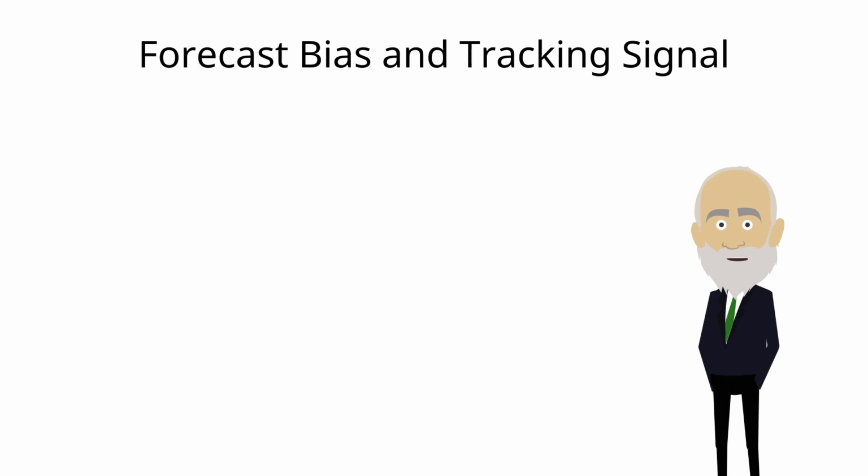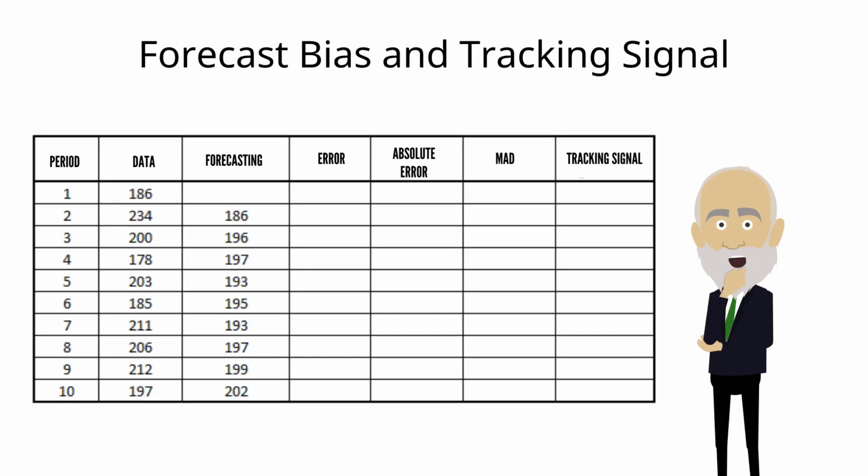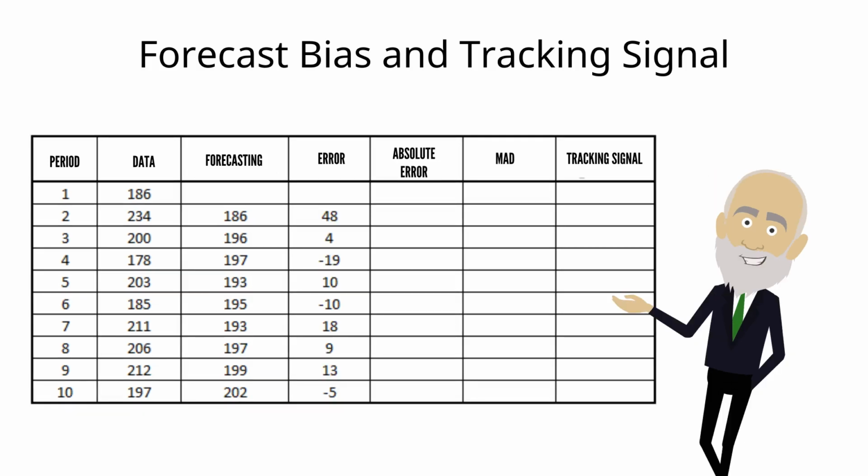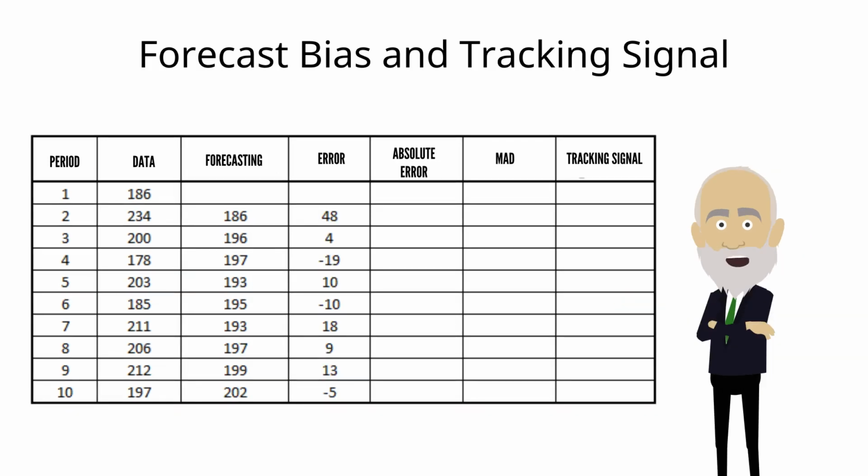Let me give you an example of how the tracking signal is computed. Imagine a set of data and forecasts, and next to this set, create 4 columns, one for the error, another for the absolute error, another for the mean absolute deviation, and finally, another column for the tracking signal. To compute the error in each row, you only need to subtract the data value minus the forecast. Once you are done with these computations, the column will be as shown in this table. The column of the absolute error consists in getting the absolute value of the error, which is in the previous column.